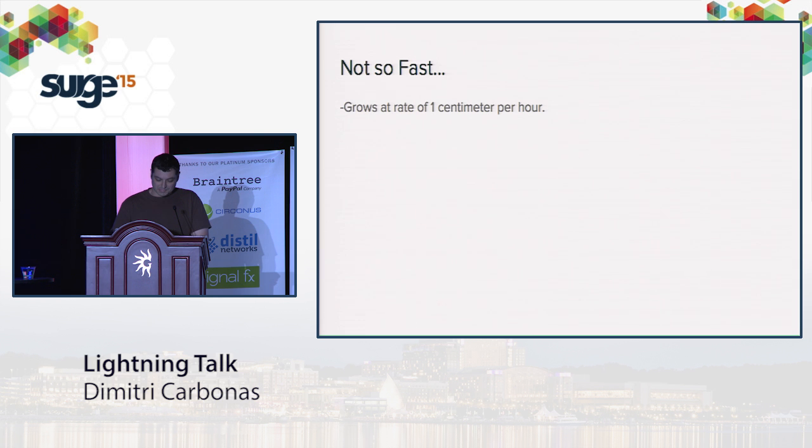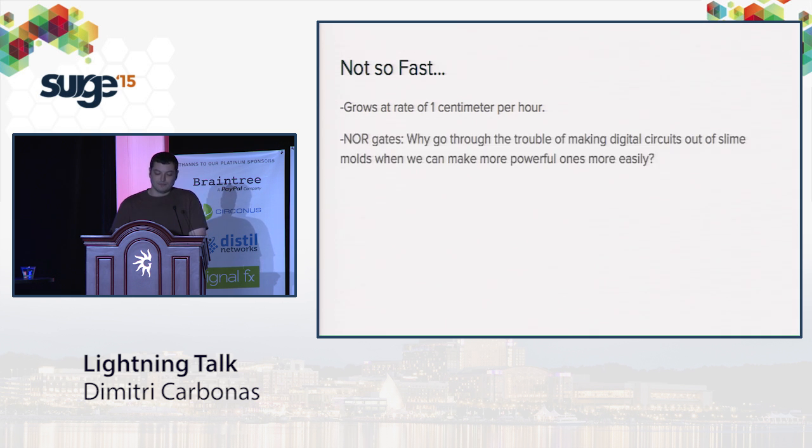So, like I said, there are some caveats. Slime mold grows at a rate of 1 centimeter per hour. It's dubious how useful this is, right? And if we can make NOR gates out of slime molds, why go through this trouble when we can make NOR gates of better quality and quantity today? In fact, in all of your devices right now, you have orders of magnitude more of these gates than we can practically make with slime molds.